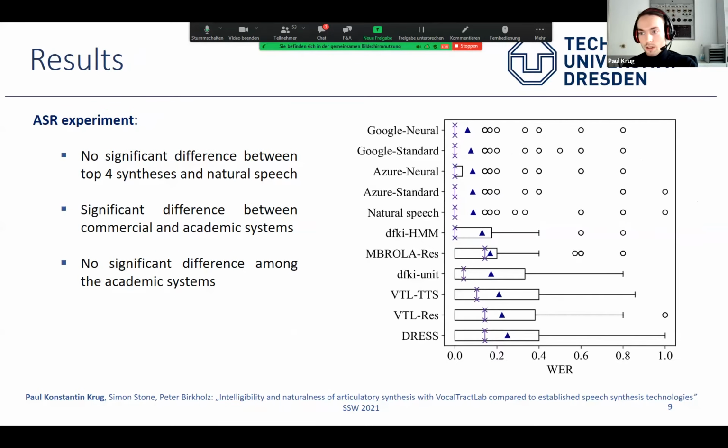If we look at the different systems, we can see that the commercial systems are basically already as intelligible as natural speech. There's a gap between the commercial and academic systems, which are less intelligible. However, we don't find a significant difference among these academic systems. But we can clearly see that for most of them, the medians of these distributions differ from 0, which is not the case for the natural systems and the commercial systems.